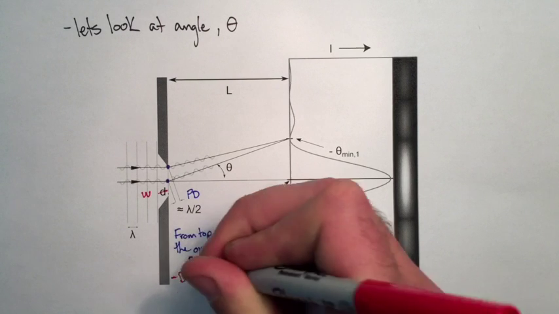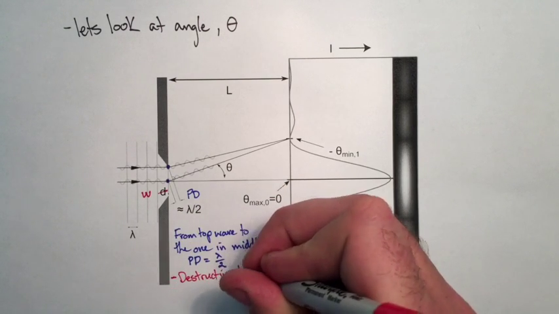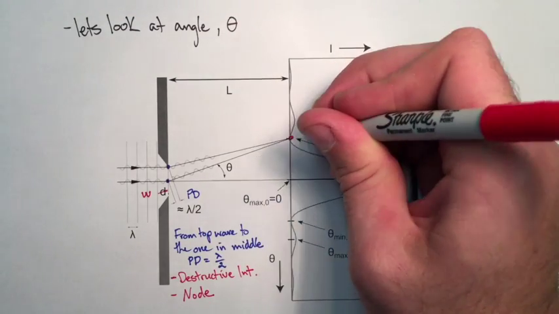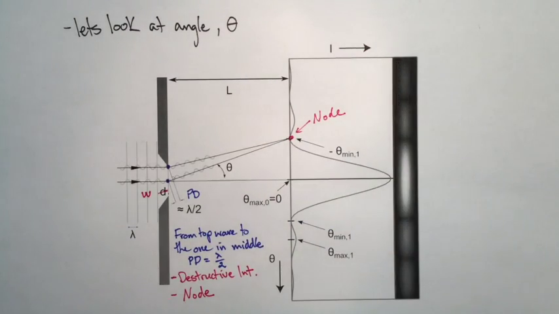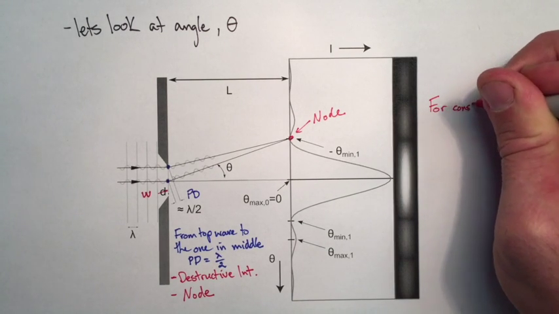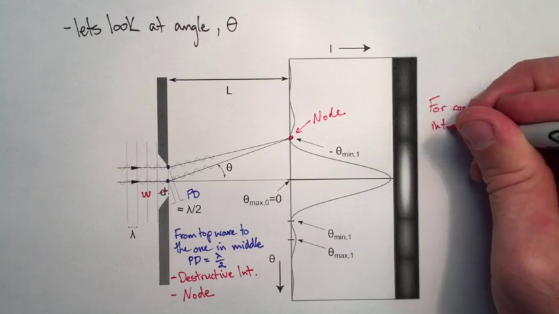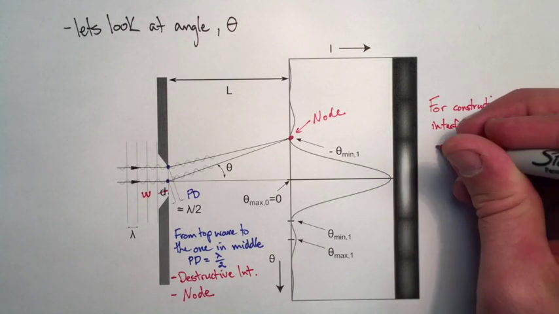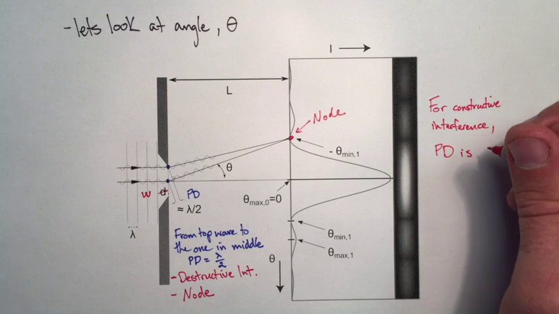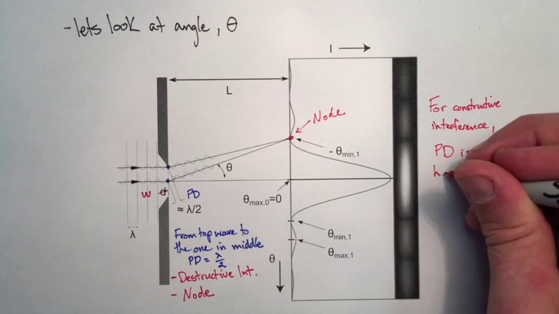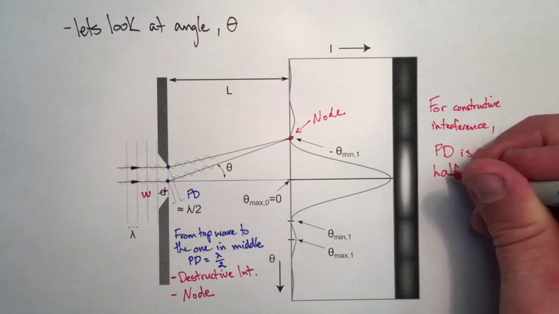If we compare the two waves, they're still going to have some path difference. If we compare the top wave to one in the middle, to create that first node, the path difference is going to be a half lambda. That will be destructive interference. The difference between this one and the double slit is that there we looked at waves going through each of the slits. Here we're looking at waves going through that single slit, again comparing something from the top to something in the middle.